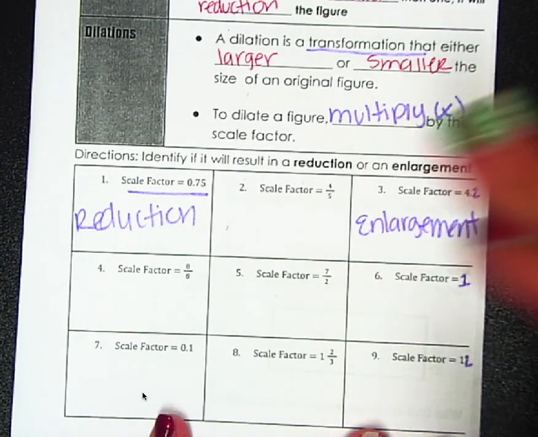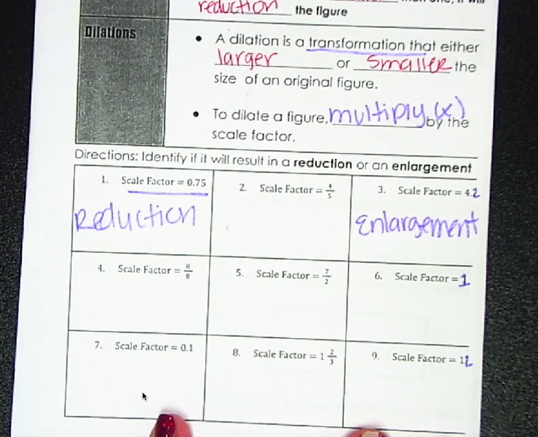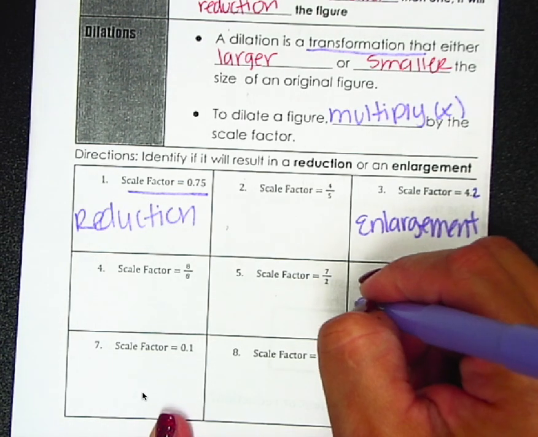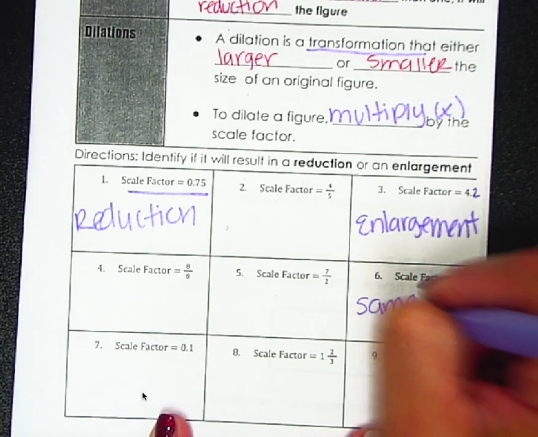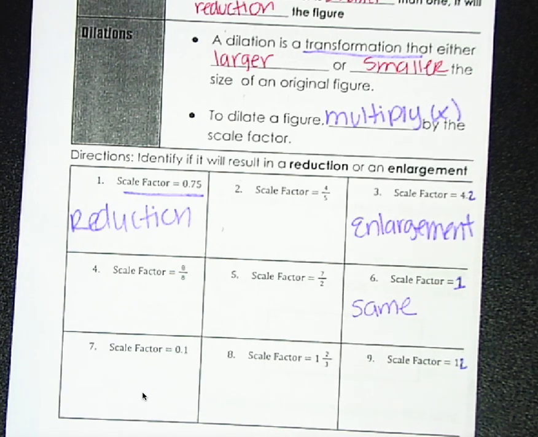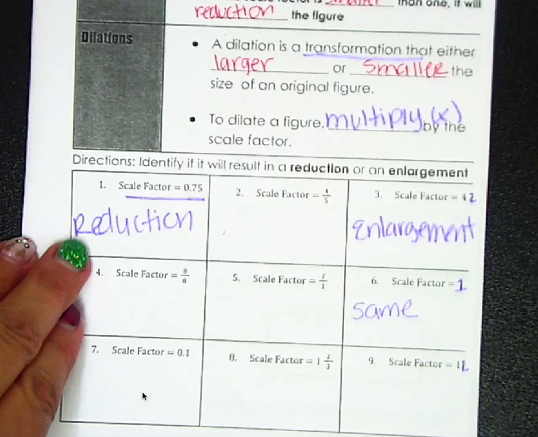Now, what do you think is going to happen if the scale factor is 1? If you multiply anything by 1, the number stays the same. So it's the same thing with the picture. It's going to stay the same. It's not going to get bigger or smaller. All right, so in a minute, you can go and fill in the rest of these examples, and you can fill out your form.